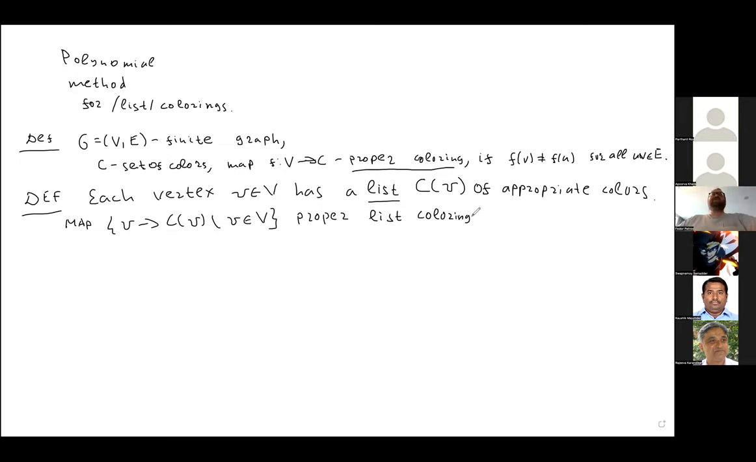So let's think that everything is finite. It is a proper list coloring if the same holds. Let me call the color again f(v). It belongs to C(v). And again, f(v) should not be equal to f(u) for any edge uv.